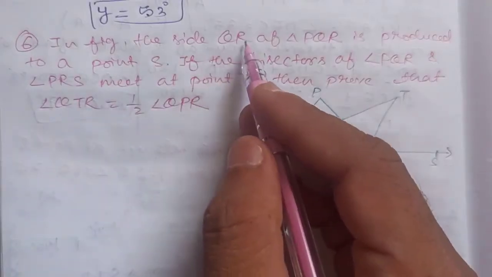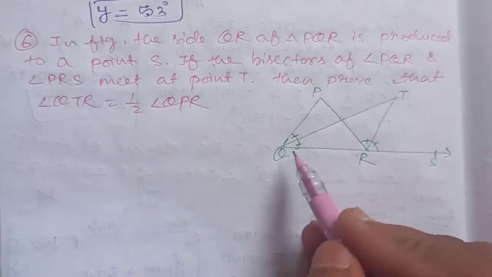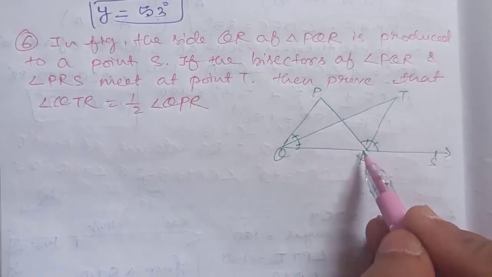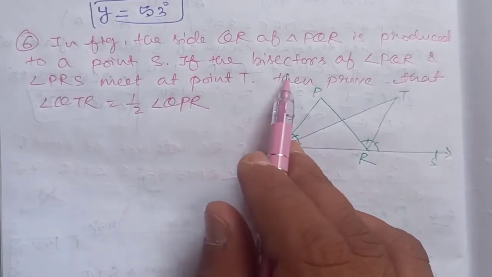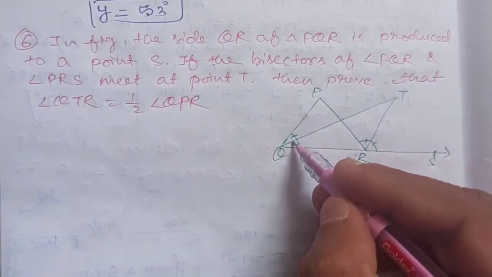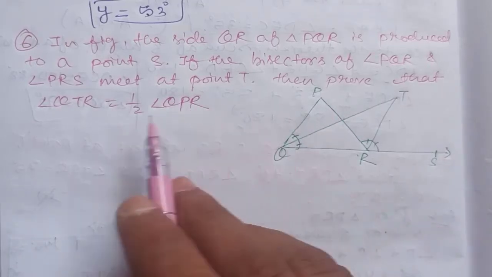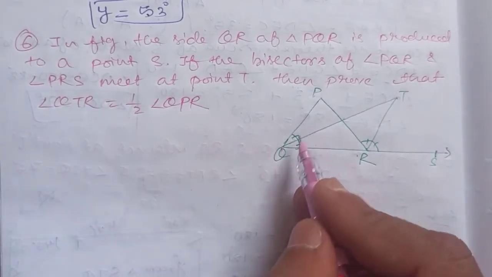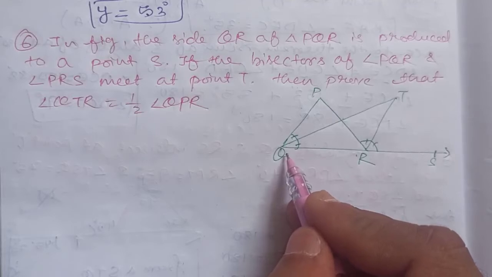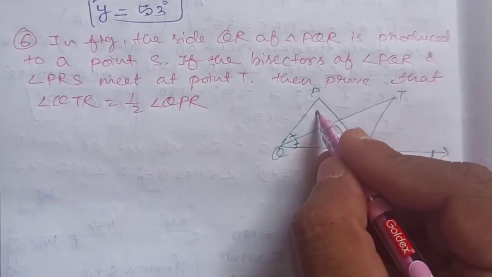In the figure, the side QR of triangle PQR is produced to a point S. If the bisectors of angle PQR and angle PRS meet at point T, then prove that angle QTR is half of angle QPR. We have to prove this is half of this angle.